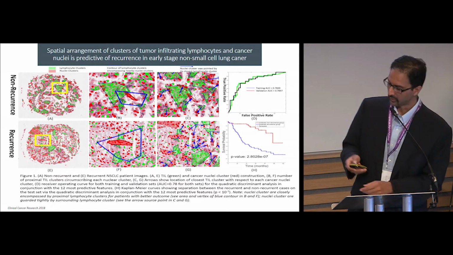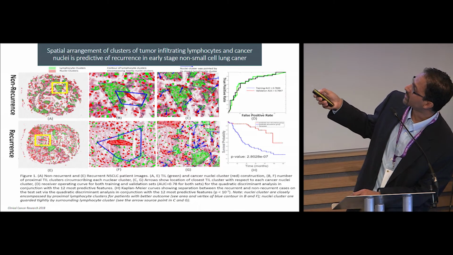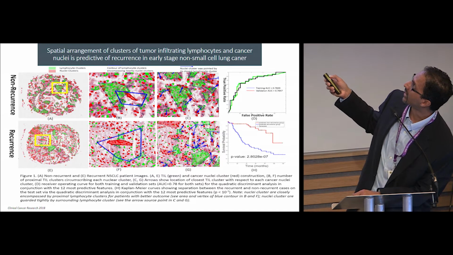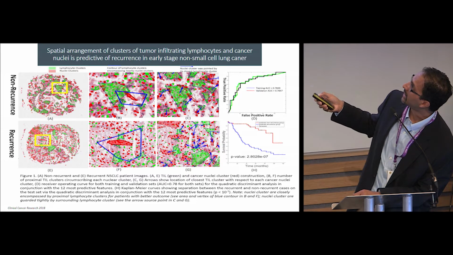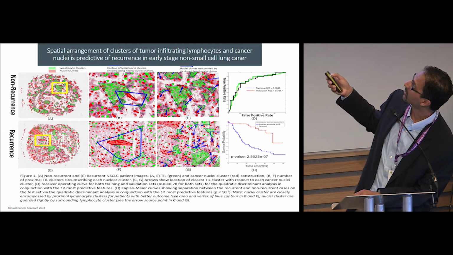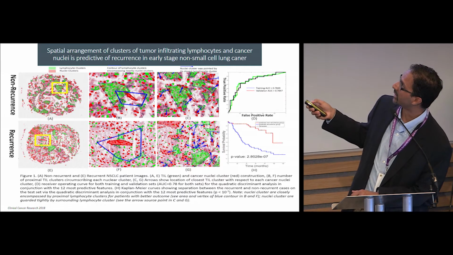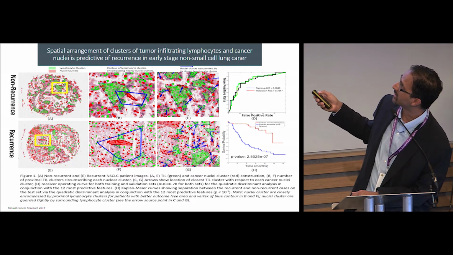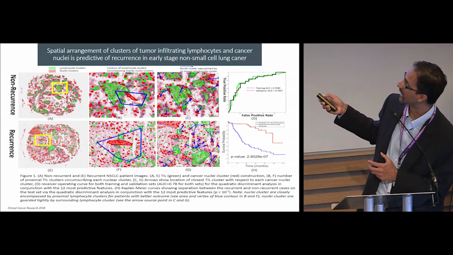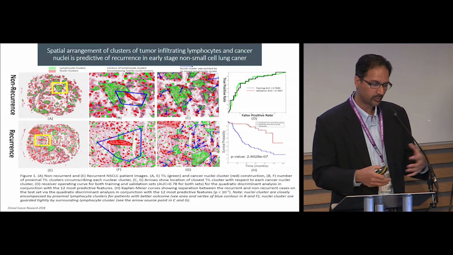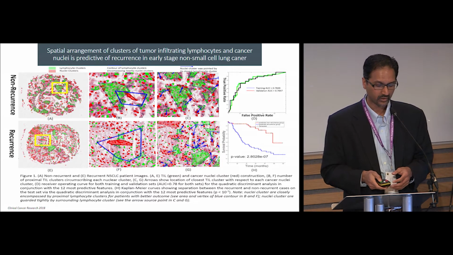So it was interesting that we found that in non-recurrence patients, patients who had better prognosis, you see these dominant TIL clusters, the clusters in green surrounding the cancer nuclear cluster, and essentially providing sort of a mothering or an enveloping effect around the cancer nuclear cluster. But in the patients who did have recurrence, you didn't really see that particular signature or configuration. You saw that the cancer nuclear clusters were larger, the TIL clusters were smaller and more fragmented, not really providing that sort of enveloping effect.